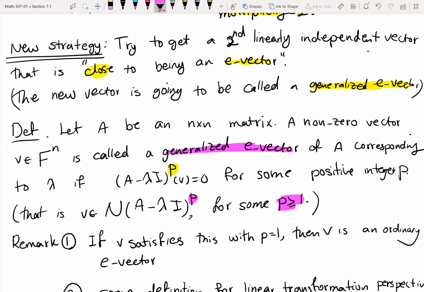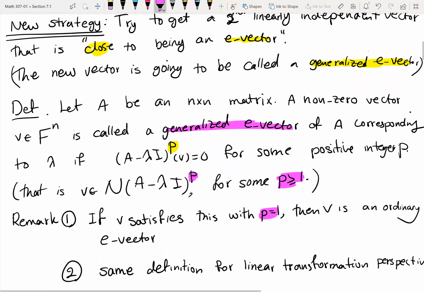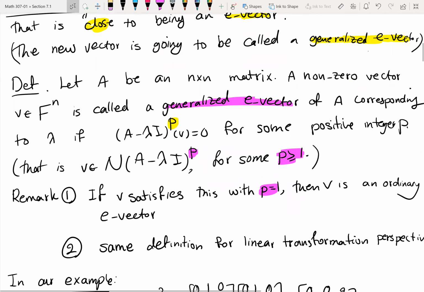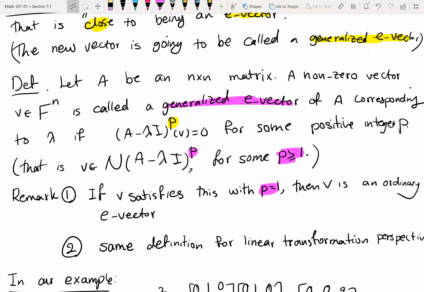But what we know is, if that power is 1, it's really the regular eigenvector, right? Generalized means you just go to a higher power, but if the power is 1, it's really a regular eigenvector. And with exactly the same definition for matrices, you can just replace this A by a matrix transformation, and that gives you the linear transformation version of this definition.